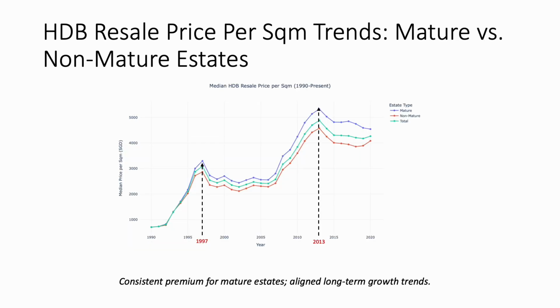This line chart checks HDB resale prices per square meter since 1990. First, a clear long-term upward trend driven by Singapore's growth and better infrastructure. Second, dips after the 1997 Asian financial crisis and the 2013 policy cooling peaks. Mature estates lead long-term, but post-2019, non-mature keeps growing while mature slightly falls, yet the total still rises.